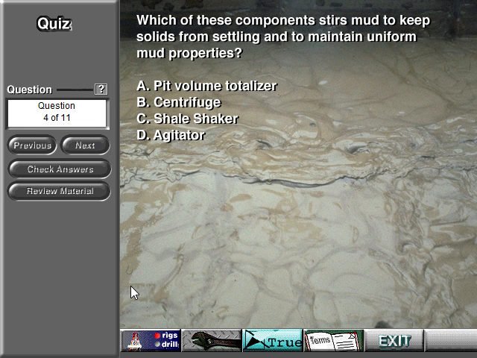Which of these components stirs mud to keep solids from settling and to maintain uniform mud properties? A. Pit Volume Totalizer. B. Centrifuge. C. Shale Shaker. D. Agitator. Sorry, that's incorrect. You should have selected D. Agitator. Correct. Agitators stir the mud while it's in the mud tank.